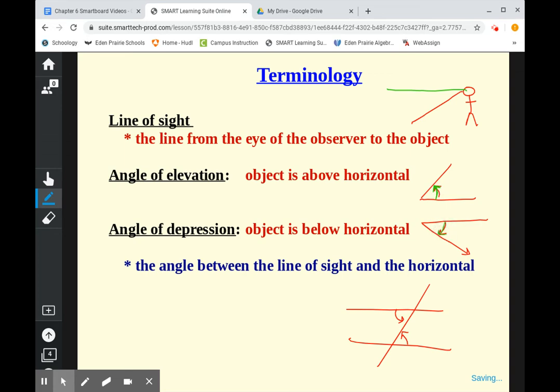But I want you to think about something. If you remember from geometry, alternate interior angles are congruent. So the angle of elevation and angle of depression will always be the same angle within a triangle. That's going to be helpful when we look at angle of depression. All right, so here you can see angle of depression, and this would be the angle of elevation. Those two angles are the same by alternate interior angles.